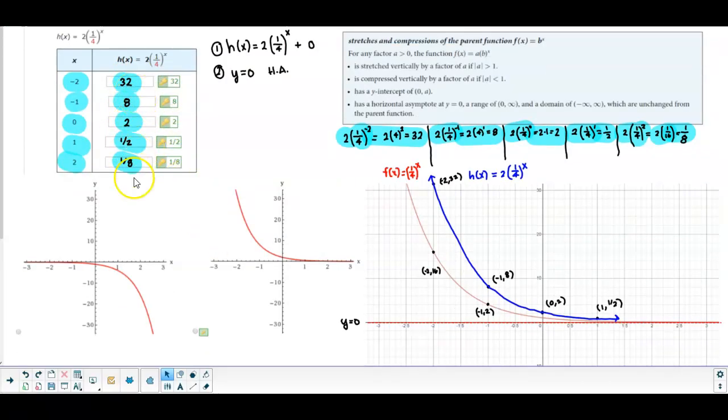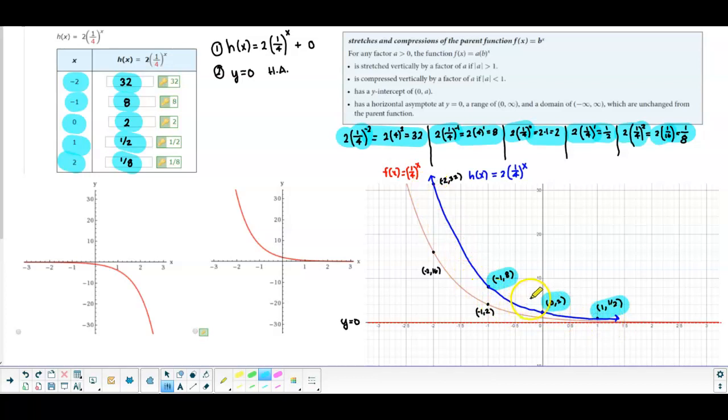Okay, now that we've created our table of values, we can go ahead and pick 3 of those points and plot them on the graph. So I'm going to pick those 3 points. So if you notice here, we have -1, 8. So there is our point there. We have 0, 2. And then we have 1 and then 1/2. And then you can see that the blue graph represents our graph.